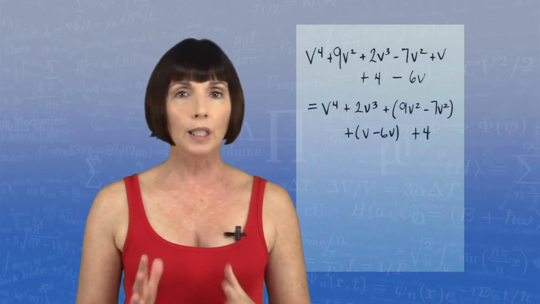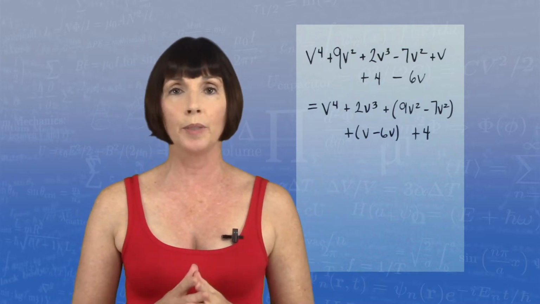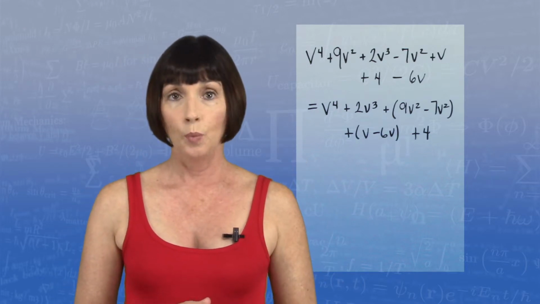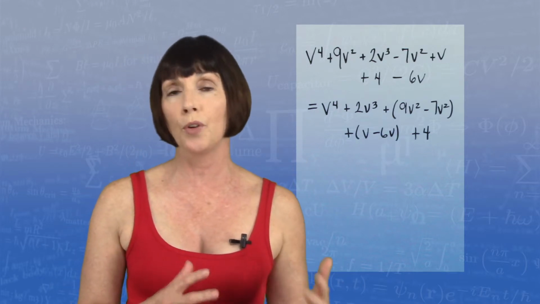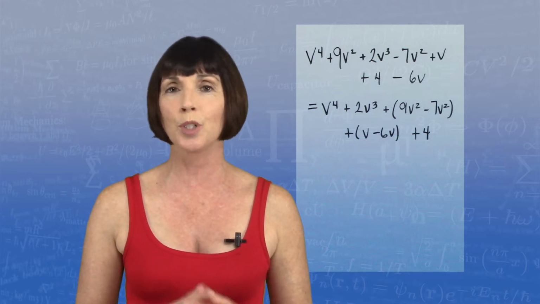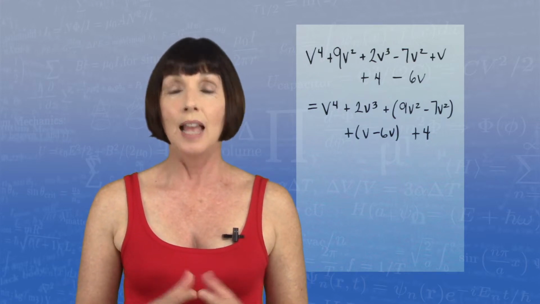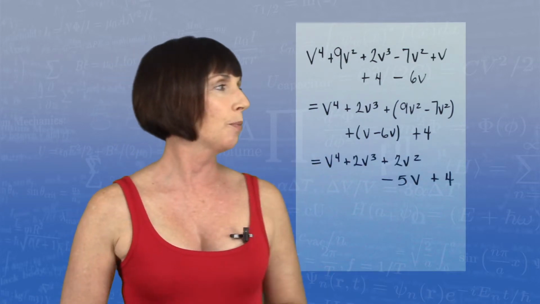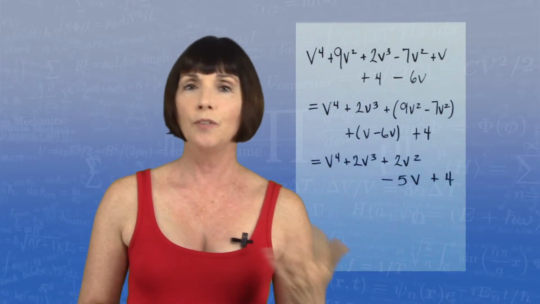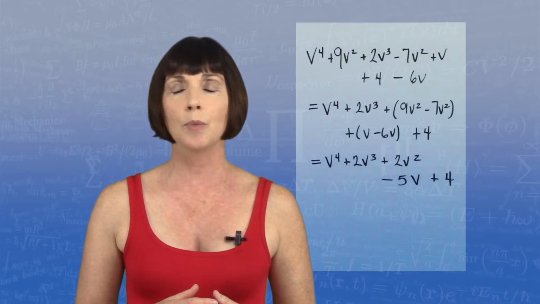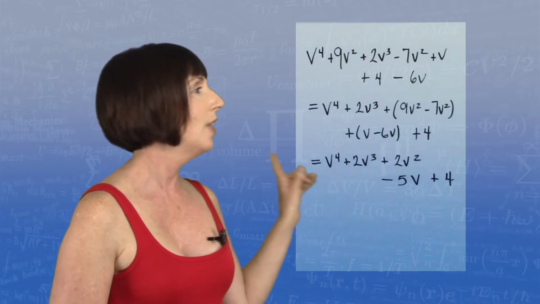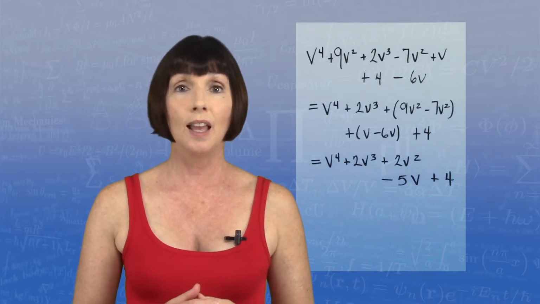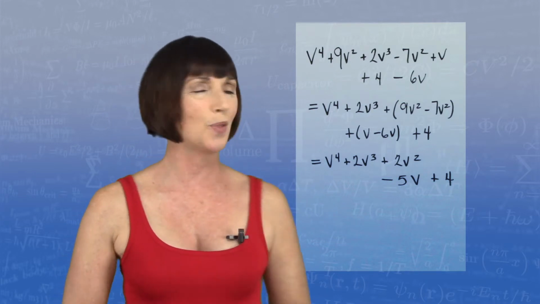So you'll note the only like terms we have in this polynomial are the v squared terms and the v terms. We only have one v to the fourth term and one v cubed term, so no other like terms there. Now I can simplify this. So I get v to the fourth plus 2v cubed. 9v squared minus 7v squared leaves me with 2v squared. Then v minus 6v leaves me with a negative 5v and then I have plus 4.